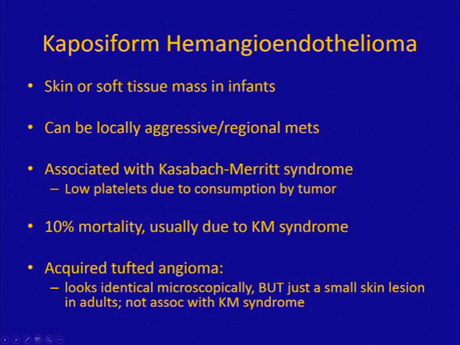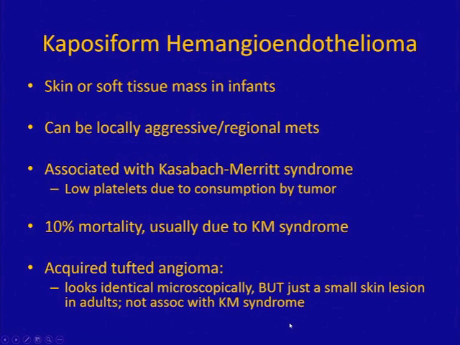A related entity is called acquired tufted angioma, or angioblastoma of Nakagawa, if you like eponyms. This microscopically looks identical to kaposiform hemangioendothelioma, but it's just a small skin lesion in adults, and it's not associated with Kasabach-Merritt. So microscopically, tufted angioma looks just like kaposiform hemangioendothelioma, but the difference, again, is clinical.